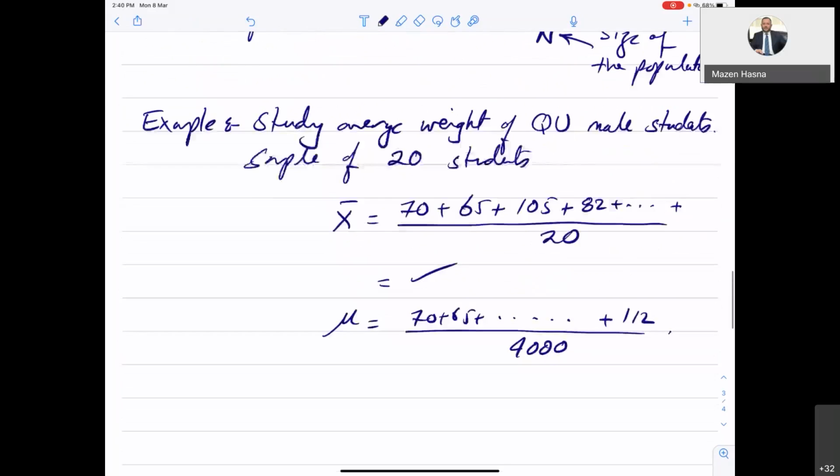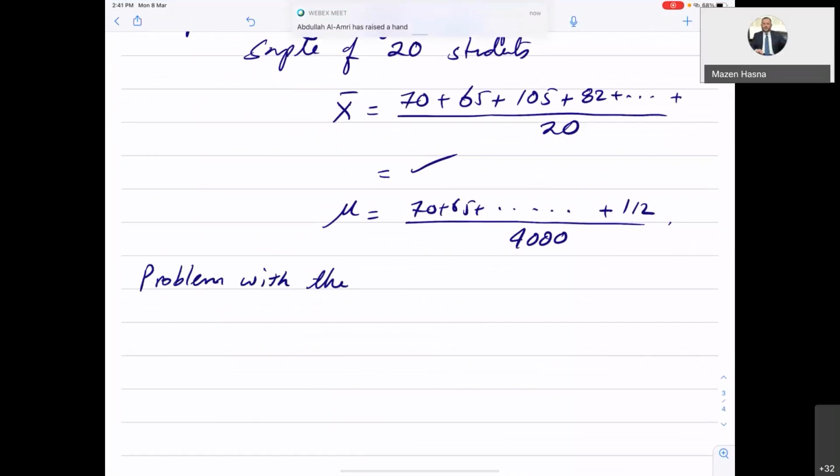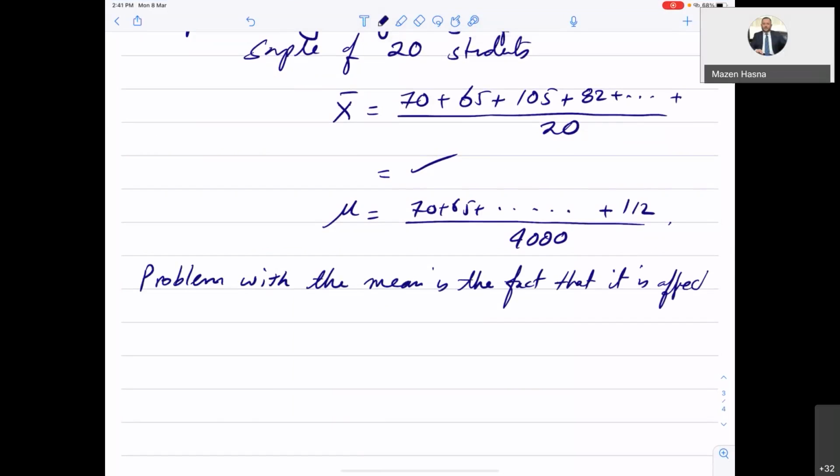The problem with the mean, one second, Abdul, is the fact that it is affected by outliers. So what does that mean? Assume again that I asked you to do a sample of 20 students, take their average weight, and then that should reflect the population of Qatar University students.